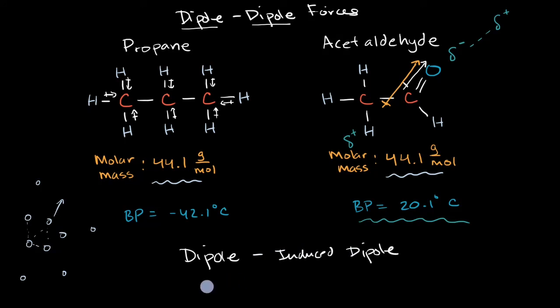You can have a temporary dipole inducing a dipole in the neighbor, and then they get attracted to each other, and you can have a bit of a domino effect. You can have a permanent dipole interacting with another permanent dipole. They get attracted to each other. And you could have a permanent dipole inducing a dipole in a neighboring molecule.